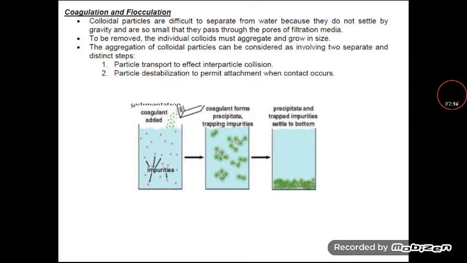Because many small particles together form a big particle, the gravity of the particle is increased, so it starts to settle down rapidly inside the tank. Here the mixing is done by means of the flash mixer.